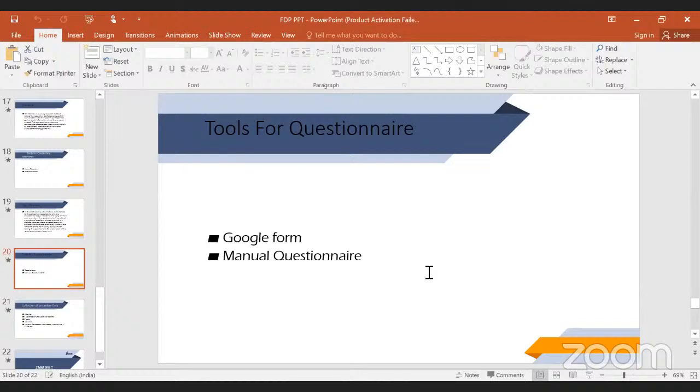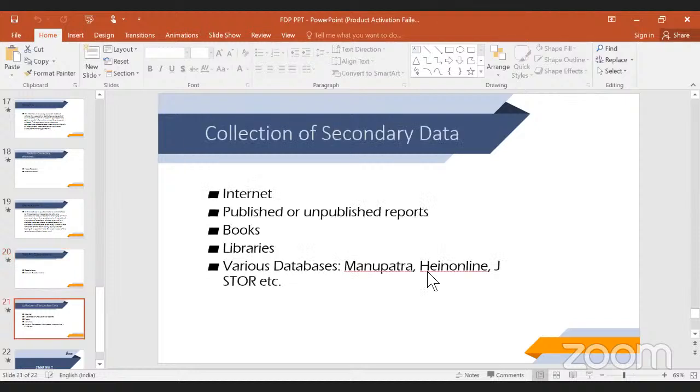What are the tools for conducting a questionnaire, or data collection by questionnaire? Google Form or a manual questionnaire. Right now, if any one of us is conducting any kind of research, or any other work, we give you different kinds of Google Forms. Say, for example, during COVID-19, every exam that was conducted for you people was through Google Forms. So that is again a very good tool for data collection via the questionnaire method.